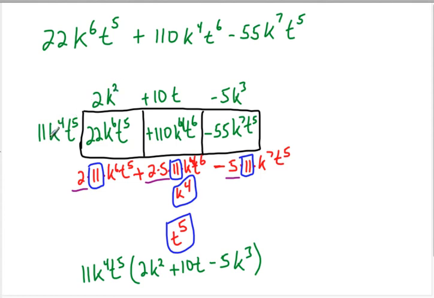Then I have 6 K's and 5 T's. That's good. 11 times 10 is 110. 4 K's and 6 T's. And then I have 11 times negative 5 is negative 55 with 3 and 4. So 7 K's and 5 T's. So this is the correct answer.